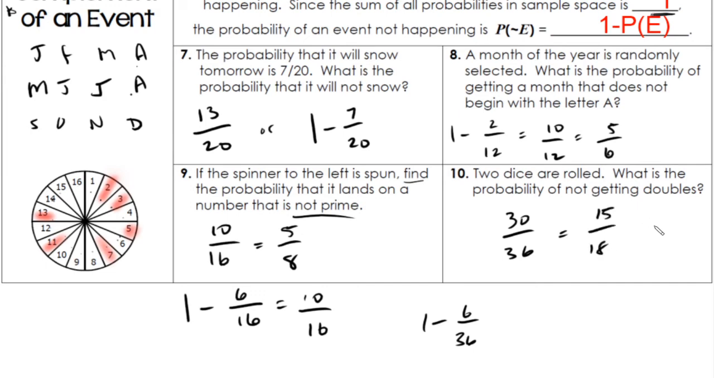Oh, I could have divided by 6. I'm an idiot.